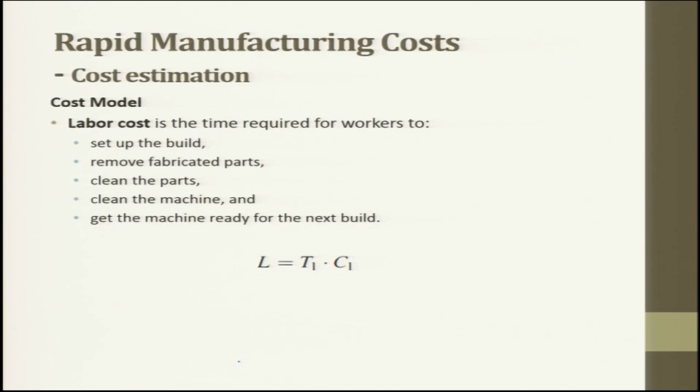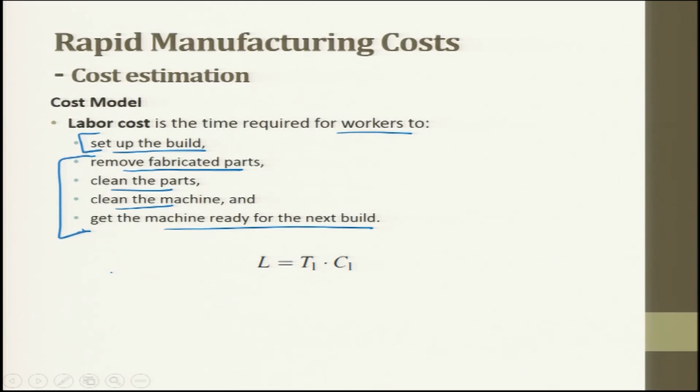Next is labor cost. Labor cost is the time required for the workers to set up the build, remove fabricated parts, clean the parts, clean the machine, and get the machine ready for the next build. This is the total labor cost. So, setting up, then removing and taking the part off. This is pre-processing, and this is post-processing. So, labor cost is directly T1 into C1, the time taken and the cost, that is the wage rate for the specific worker.